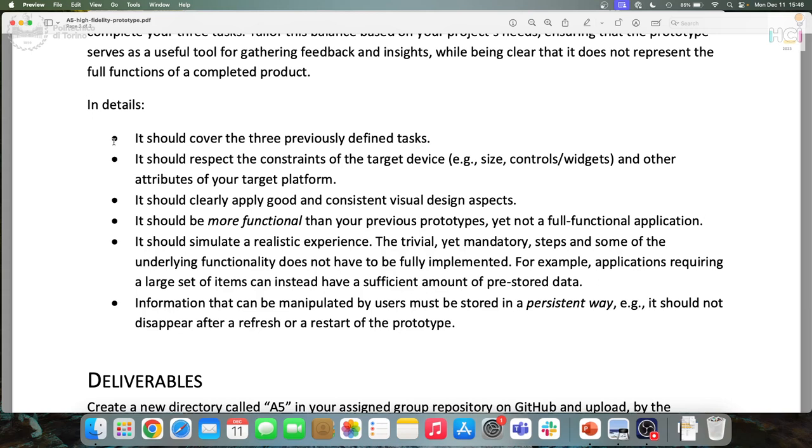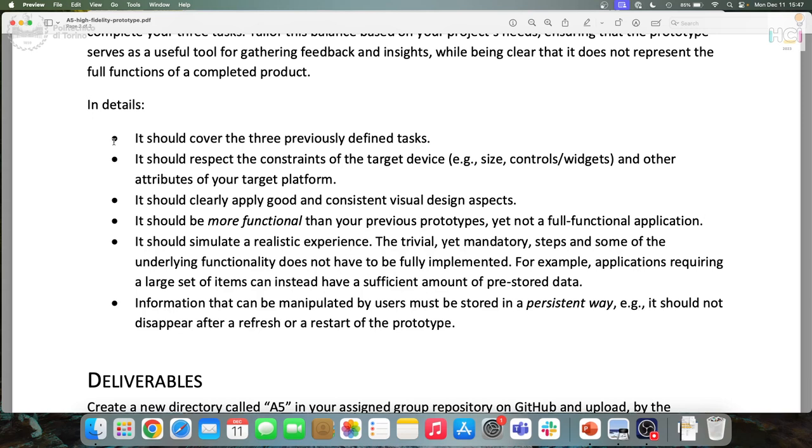It should clearly apply good and consistent visual design aspects. And look at the lecture again if you need to remember about visual design. It should be more functional than the previous prototype, clearly. The previous prototypes were on paper or just two screens, so this should be more functional than that, yet not fully functional. It should simulate a realistic experience.